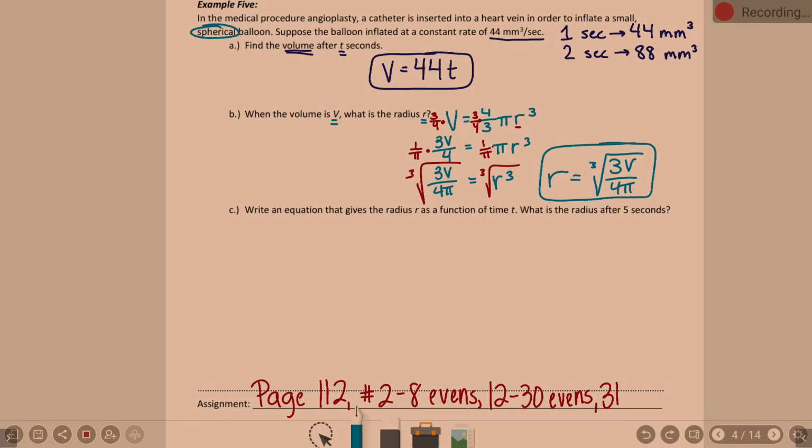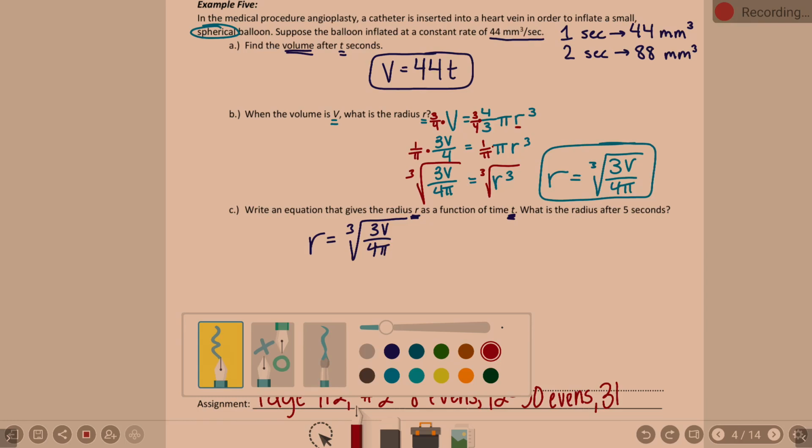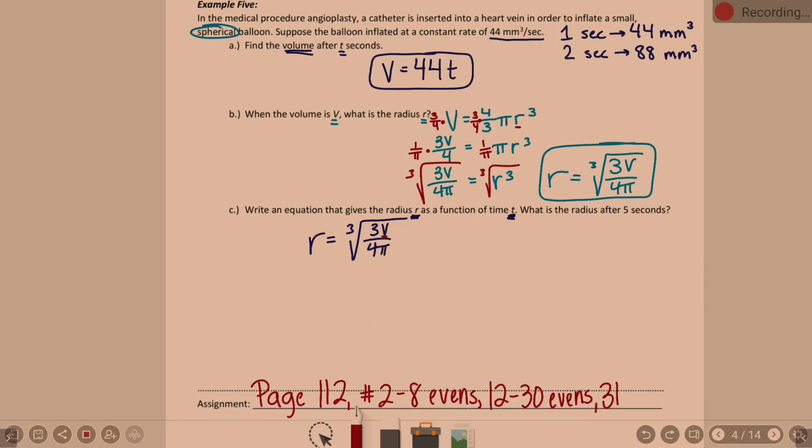Okay. Now, we've got to quickly do part C. Part C has 2 questions in it. First of all, write an equation that gives the radius r as a function of time t. So we want an equation that says r equals, in terms of time t, meaning it has a t in the equation. Now, what do we have already that's r equals? We already have r equals the cube root of 3V over 4 pi, correct? Now, that's the radius as a function of V. I didn't ask for a function of V, I want a function of t.